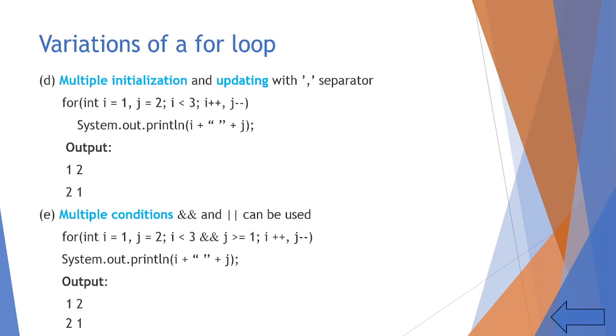Similarly, the next one, multiple conditions can be given with and or operators. Logical. Now two initializations, two conditions clubbed with and, two updations. So for int i is equal to 1, comma j is equal to 2, semicolon, i less than 3 and j greater than equals to 1, semicolon, i plus plus, comma j minus minus. Two initializations, two conditions, two updations. Initializations are separated by comma, updations also separated by comma, but condition should be clubbed with either and or. The output is similar to the previous part of the program.